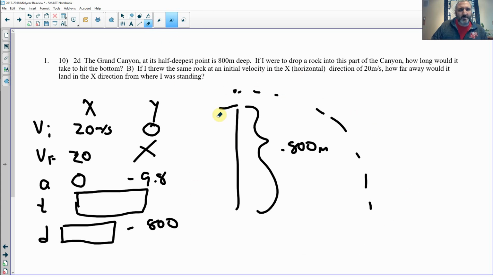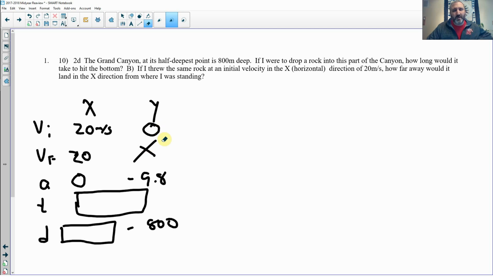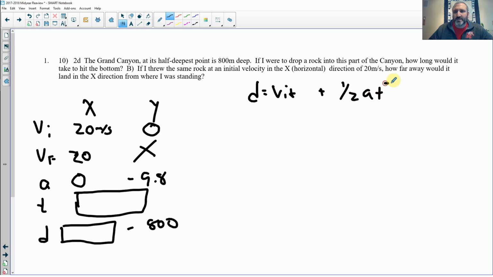So to start this off, I'm going to recommend that we look for an equation that we can find the time. We can't really do much with the X, but we can do it with the Y. We have an initial velocity, an acceleration, a time, and a displacement. I think our best bet's going to be d equals v_i t plus 1/2 a t squared.